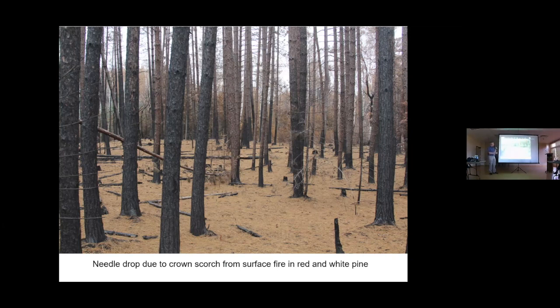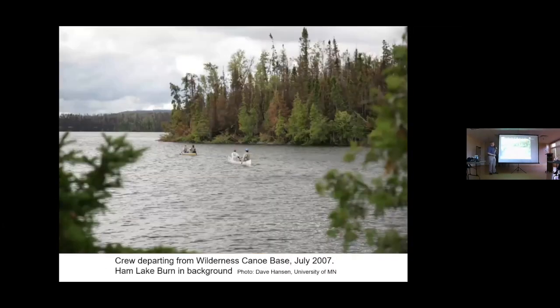And here, this is Ham Lake fire at the end of the Gunflint Trail. You can see there's a tree that was killed by crown scorch. There's another one killed by crown scorch. There's a little group killed by crown scorch. There's a whole bunch of live trees. This was a spring fire. It was in May, right after ice out.